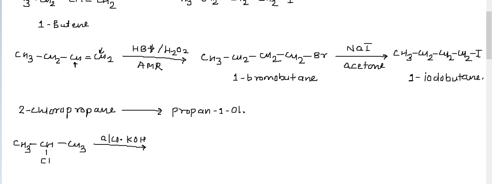Now why have I chosen alcoholic KOH? Because we cannot directly convert Cl to OH from this position, because if I add aqueous KOH, or aqueous NaOH or Ag2O, we simply end up with 2-propanol, and we don't want 2-propanol, we want 1-propanol. So what we can do is, we can remove this hydrogen first, and then let's see what happens next. So alcoholic KOH, what is the role of alcoholic KOH? Alcoholic KOH is a reagent which can do dehydrohalogenation.